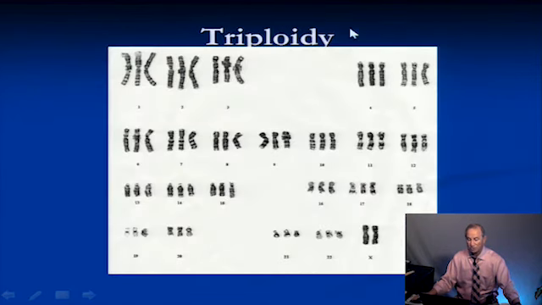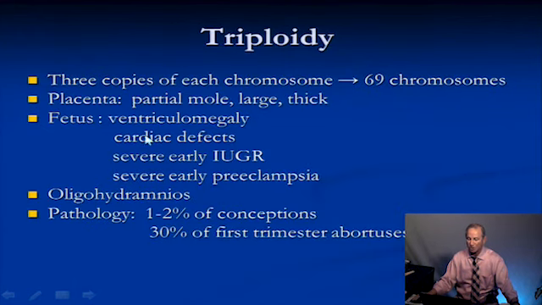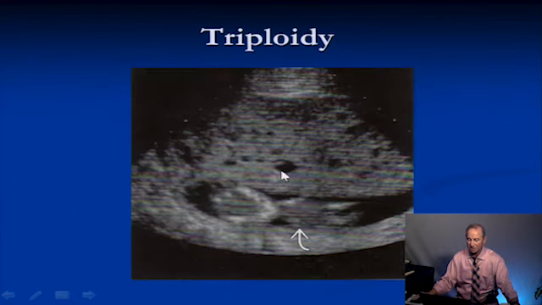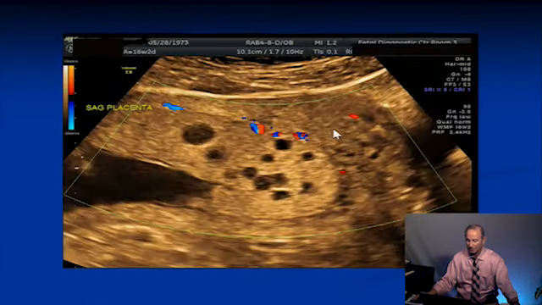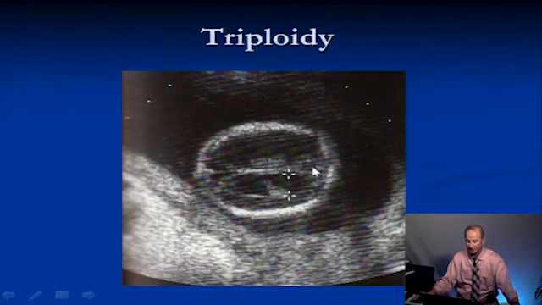A different chromosome problem here called triploidy. That's when you have an extra copy of each chromosome. So the trisomy is for one chromosome, but triploidy is an extra copy of each chromosome. So we have a total number of 69 chromosomes instead of 46 chromosomes. Usually they will present as thick placenta, oligohydramnios, and the placenta might look like a molar appearance, with multiple small cysts in it, like that, or like this.